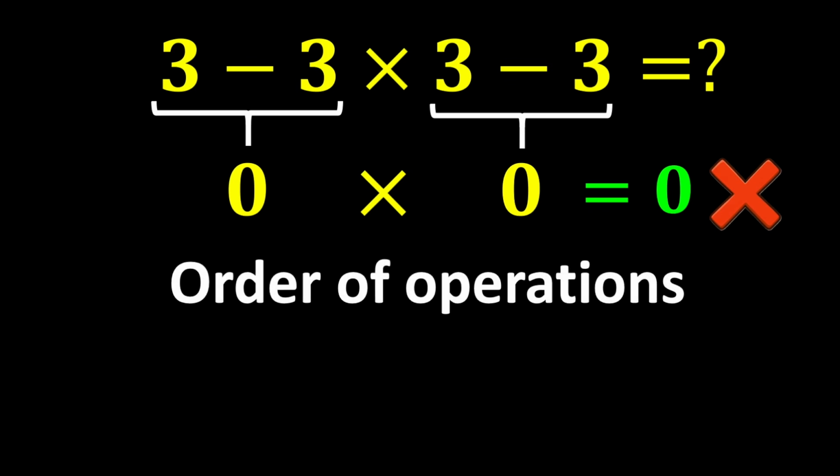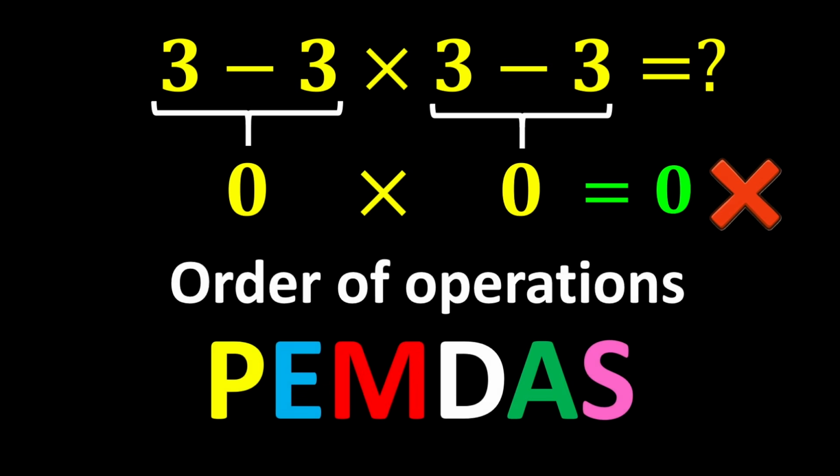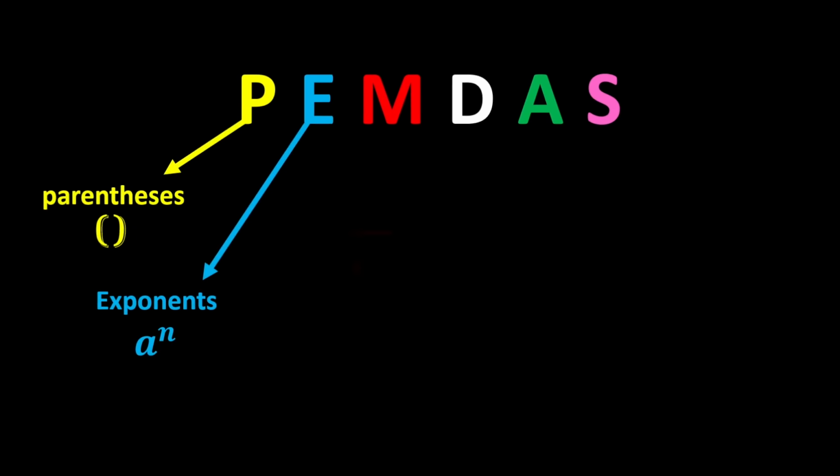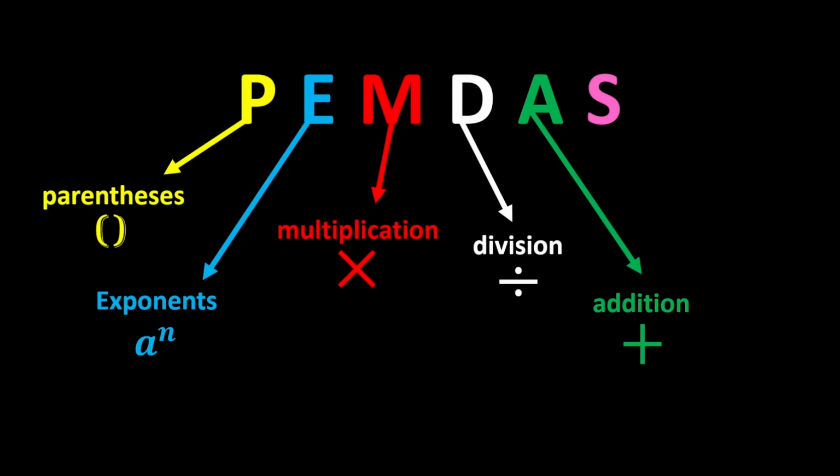The order of operations is known by the short acronym called PEMDAS. In PEMDAS, P stands for parentheses, E stands for exponents, M stands for multiplication, D stands for division, A stands for addition, and S stands for subtraction.